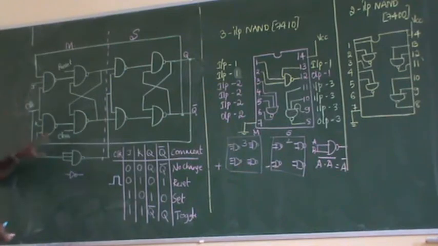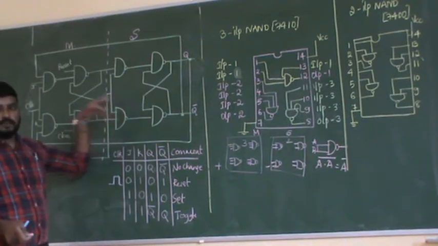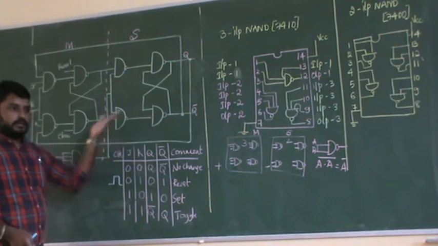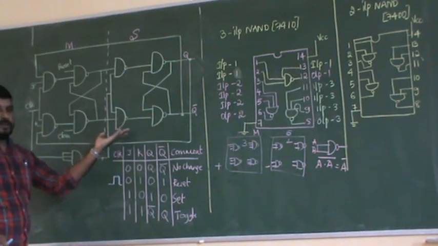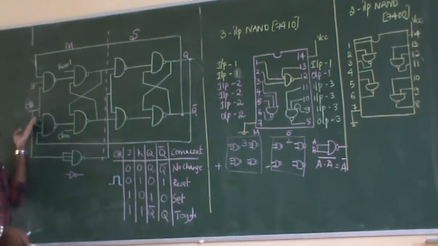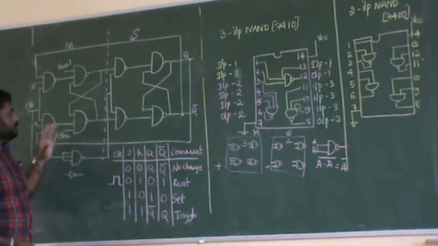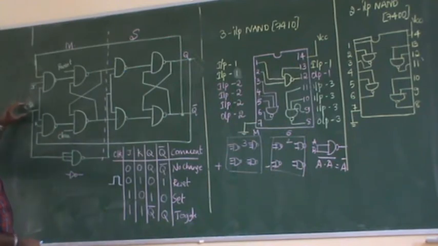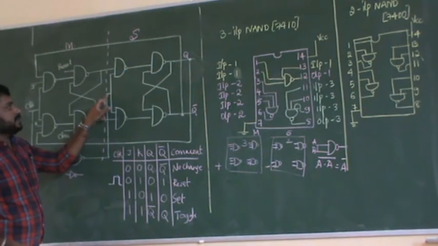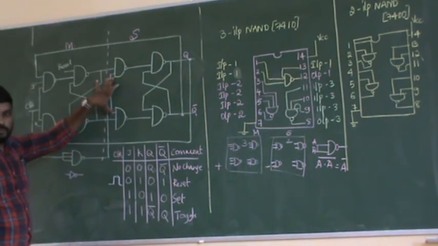So the clock is being complemented and it is given here. Will it be positive or negative? If I am giving a positive clock here, you will be getting a negative clock. If I am giving a negative clock here, you will be getting a positive clock. Understood? So now you just understand. One of the inputs is given as a clock, and another input is given as a clock bar to this NAND gate.